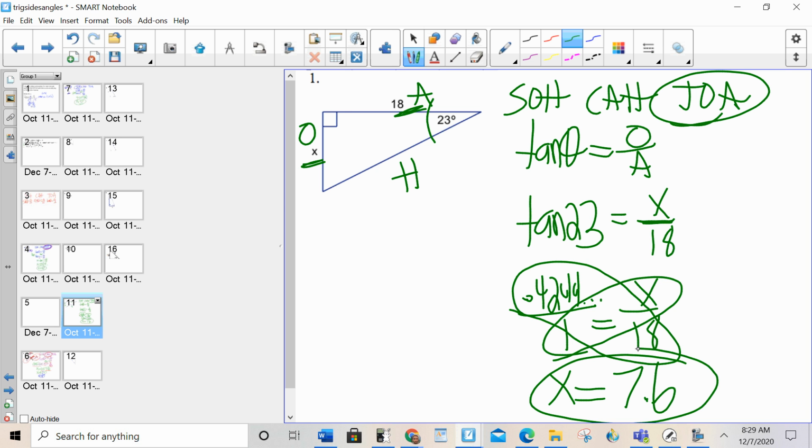So, same three steps as finding angles, but when you're finding sides, I want you to type this into the calculator, which gives you that 0.4244, and then you cross multiply and solve.